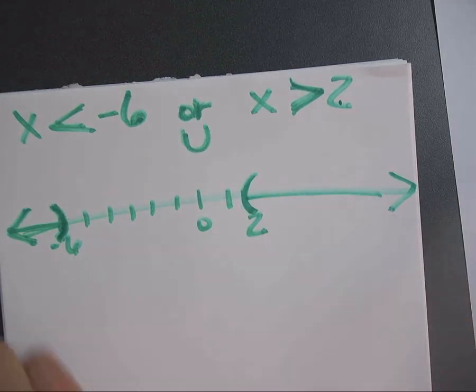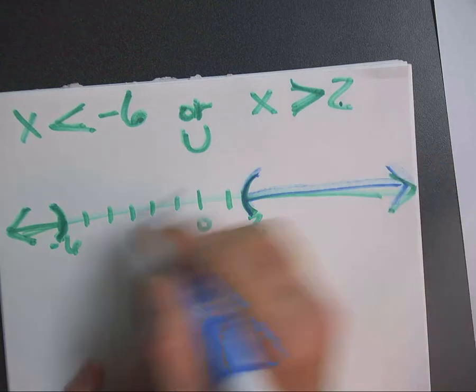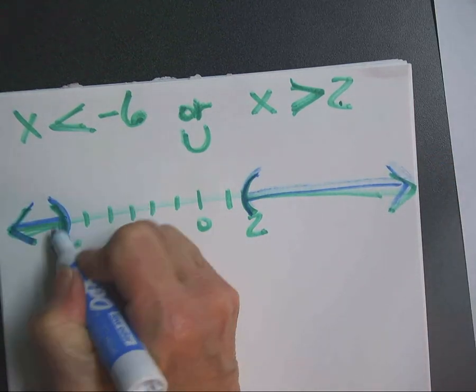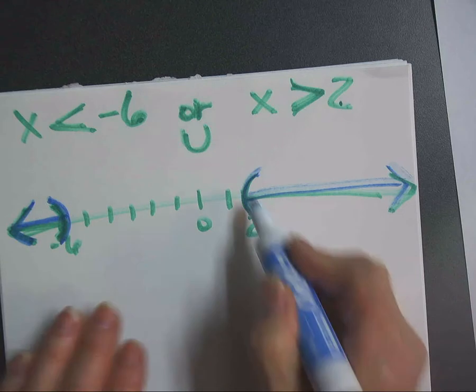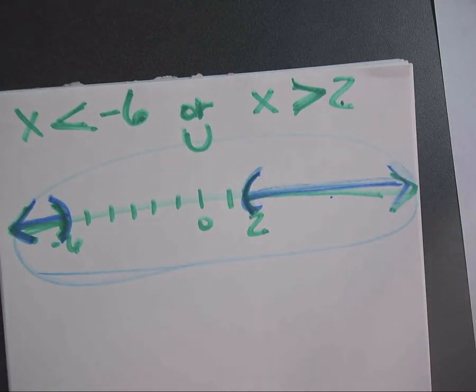Oh, how funny. Okay, so we have this, and we have this, and everything gets included. So this whole graph, this is the graph. That and that are both on the graph.